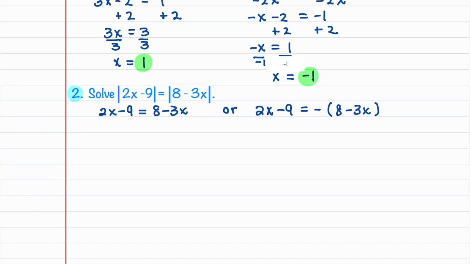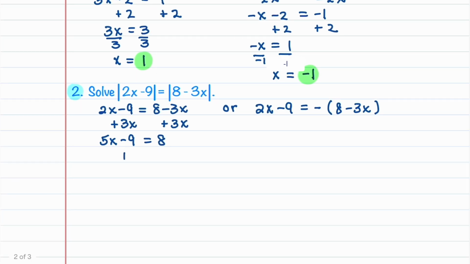Now let's return to our first piece and let's solve that. I'm going to pull all the x's to the left, so I'm going to add 3x to both sides. This gives us 5x minus 9 is equal to 8. Now let's pull our constants to the right, so we're going to add 9 to both sides. And we get 5x is equal to 17.